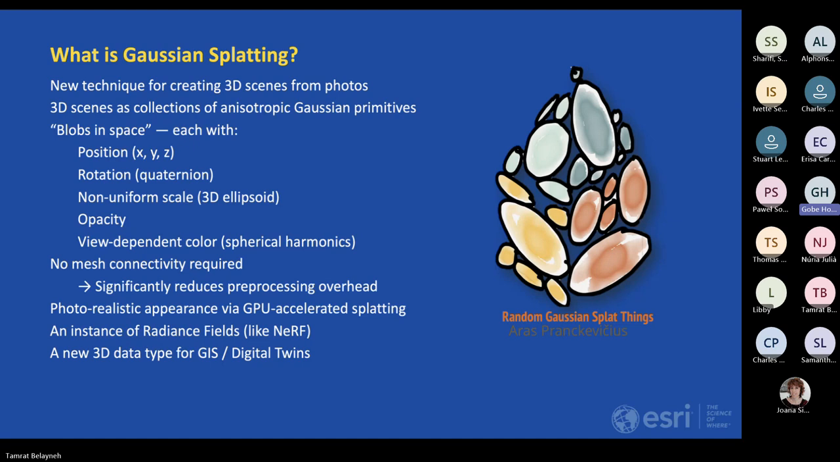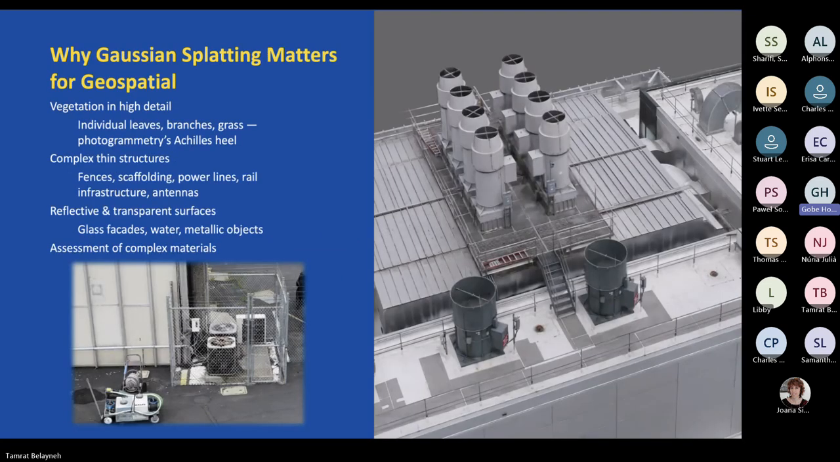It's just a blob, and that blob has a position X, Y, Z. It has a rotation in the form of quaternions, and then it has a scale and an additional thing, opacity. And the thing that makes it quite appealing from any angle is this view-dependent color. As I said, no mesh connectivity is required, and this significantly reduces the processing overhead. And then there is a photorealistic appearance that you get out of it. It's a new data type in digital twins, and GIS is evolving highly.